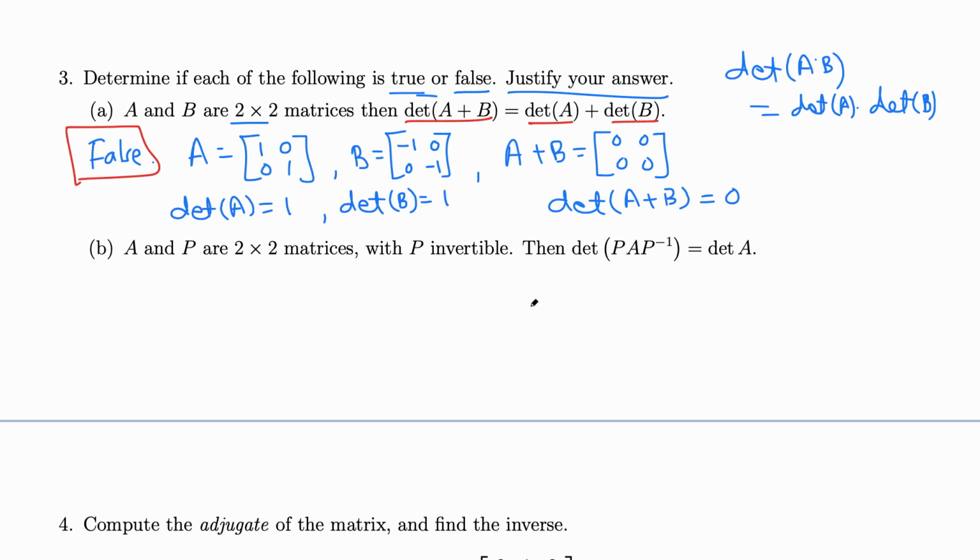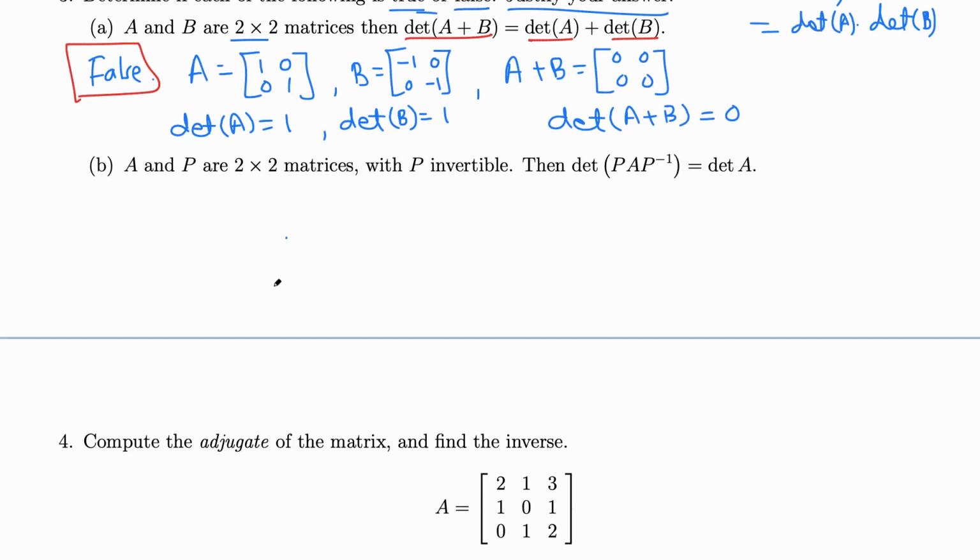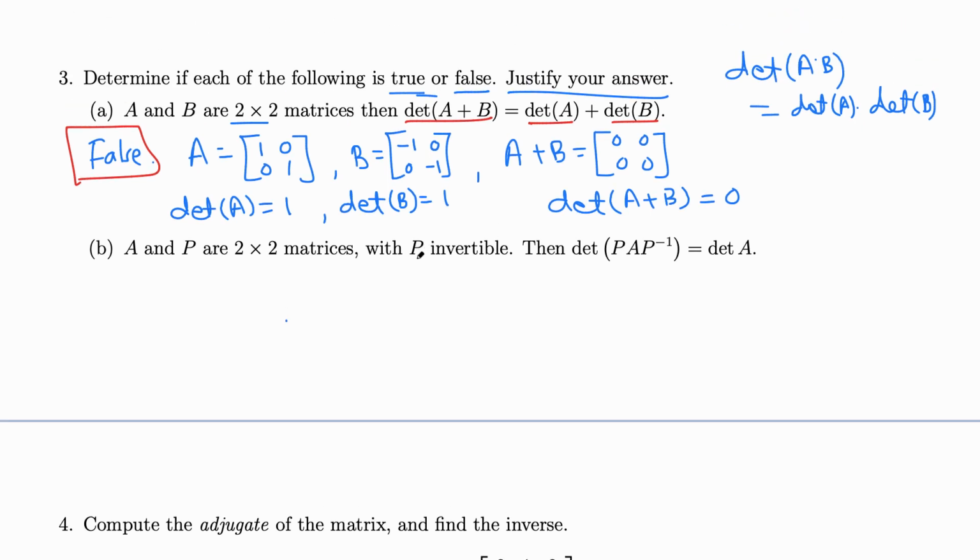Now A and P are 2 by 2 matrices with P invertible. That means the inverse exists, or the determinant of P is not 0. Then this is the case. It's a product, and we know that the determinant of a product is the product of determinants, and it looks like it's going to work. So let's try to prove this.